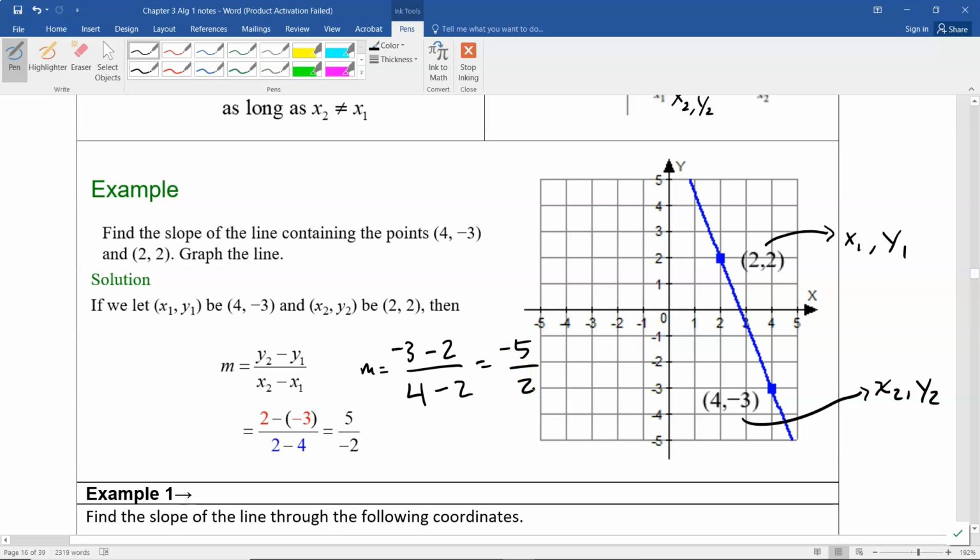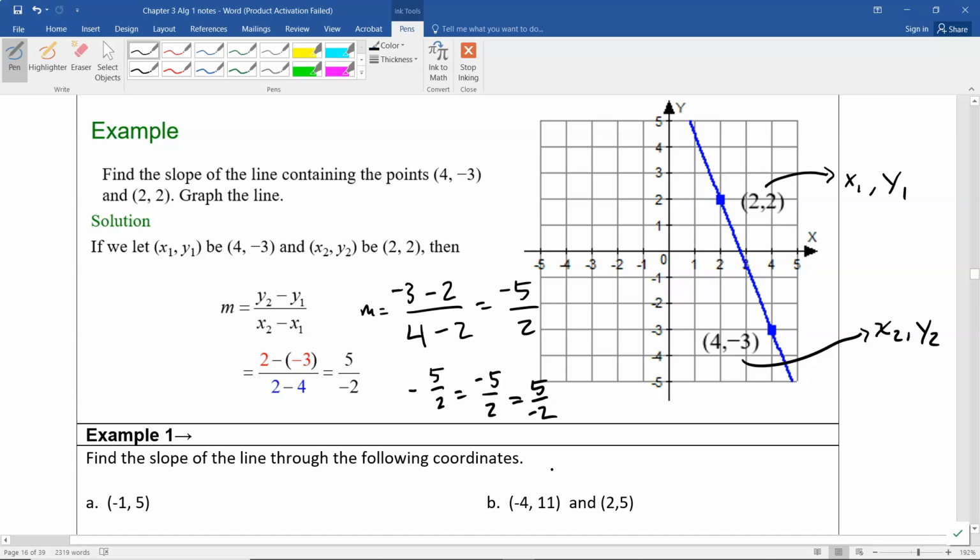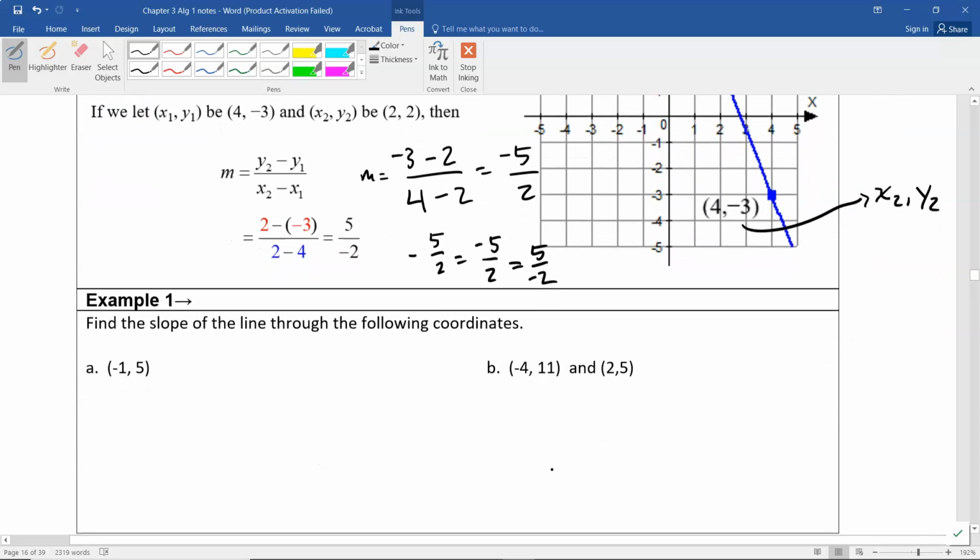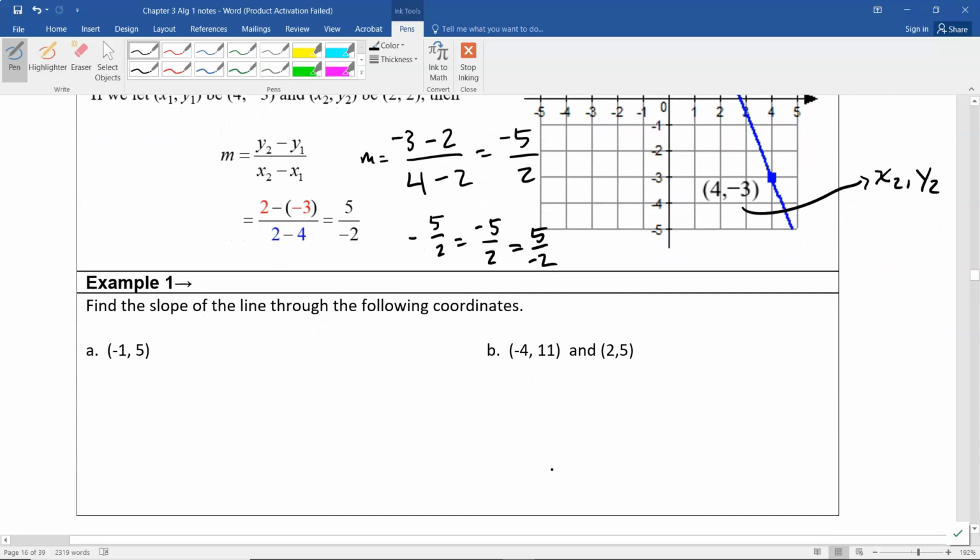And as you see, we get the same exact thing, because remember that it doesn't matter where the negative is in a fraction, because -5/2 is the same as -5 over 2, and that's the same as 5 over -2. So here we get the same slope. But now let's get to an example where you can figure this out yourself. So here in our notes, let's just do the slope between the coordinates -1, 5 and 0, 0.